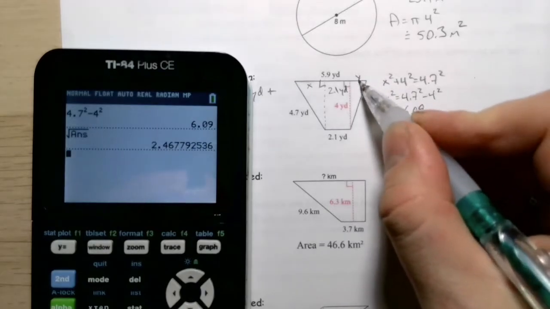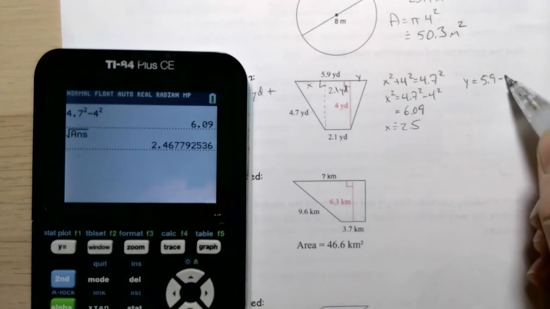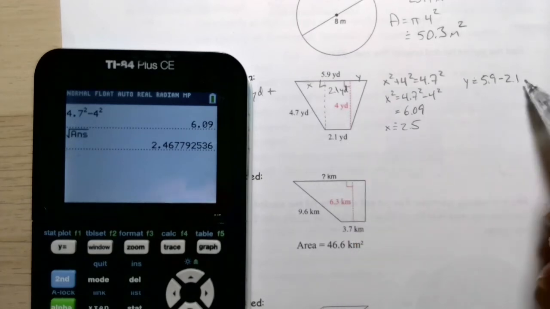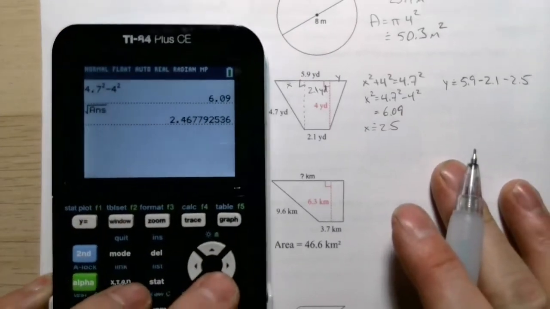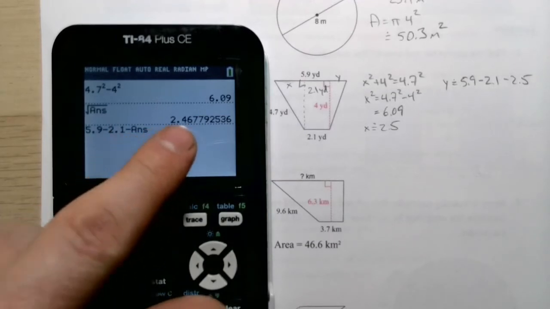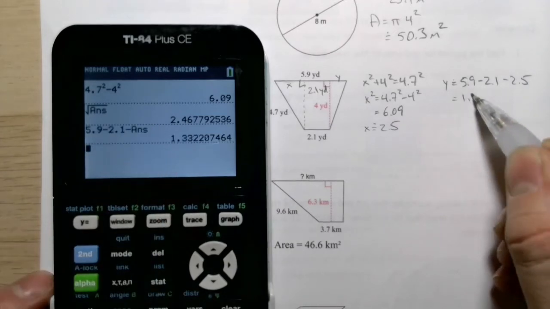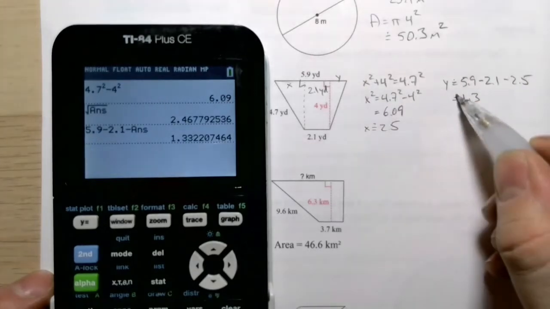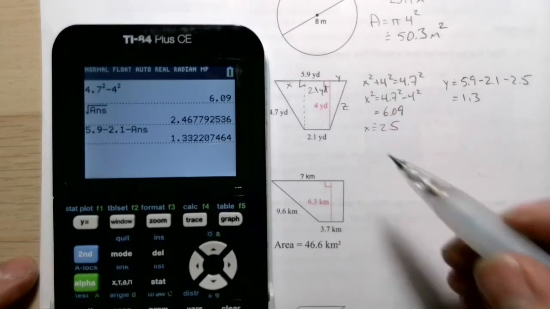So let's call this little distance here y. Y is going to equal 5.9 minus 2.1, what I'm given here, minus that 2.5 that I just found. So 5.9 minus 2.1 minus that length that I just found, and I'm going to use that on my calculator like this so that I didn't round it. And I'm going to get about 1.3. Okay, so y is about equal to 1.3. Great. Now I can use that to figure out what my z is, that length right there.